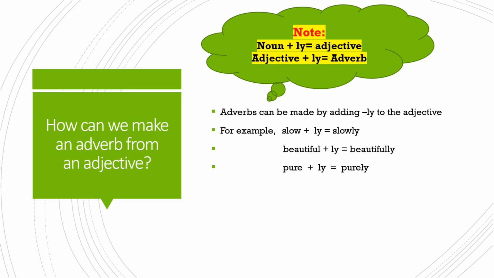You can also see certain examples on the screen, as for example slow. So slow is an adjective, and if you add ly to it, it becomes an adverb, that is slowly, and that is actually an adverb of manner. Similarly, beautiful is also an adjective, and if you add ly to it, it becomes an adverb, that is beautifully. Similarly, pure is also an adjective, and if you add ly to it, it becomes an adverb, that is purely. So this is how you can make adverbs from adjectives, by just adding ly to them.